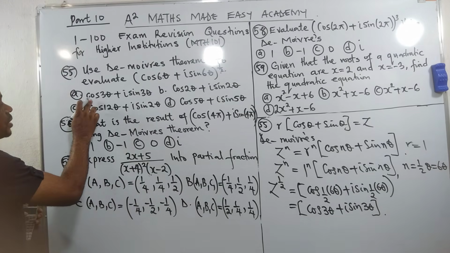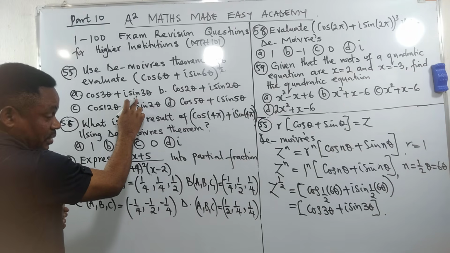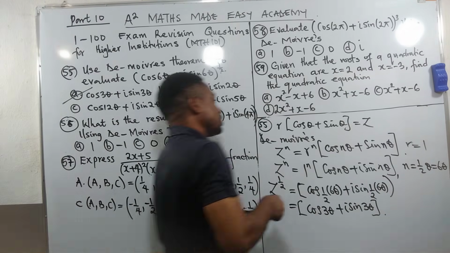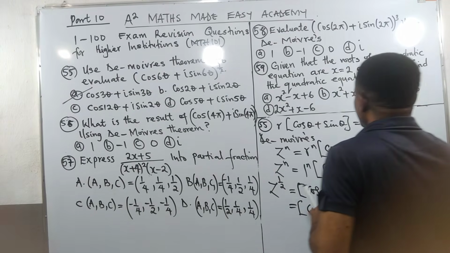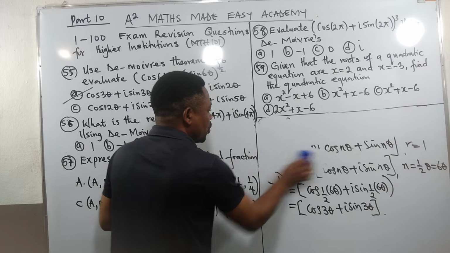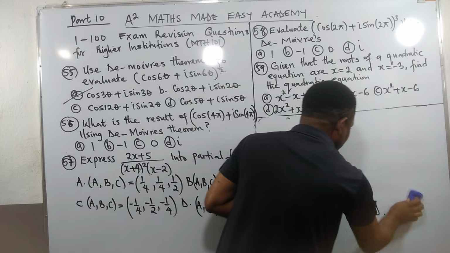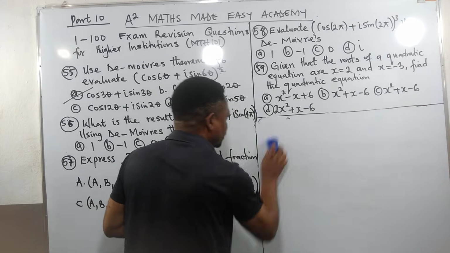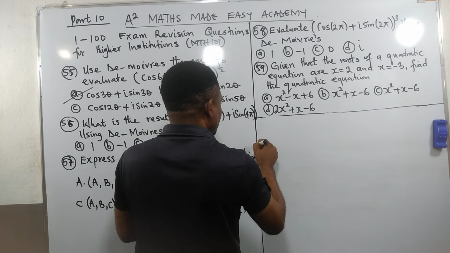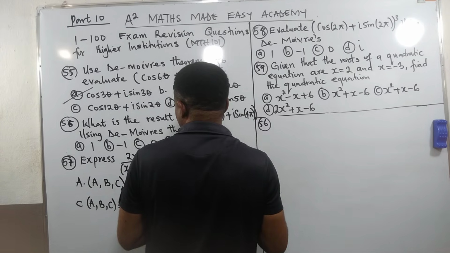Option A says cos θ plus i sin θ. Wow. The correct answer in the options is option A. Now if it is option A, can we move to question number 56? Question number 56.